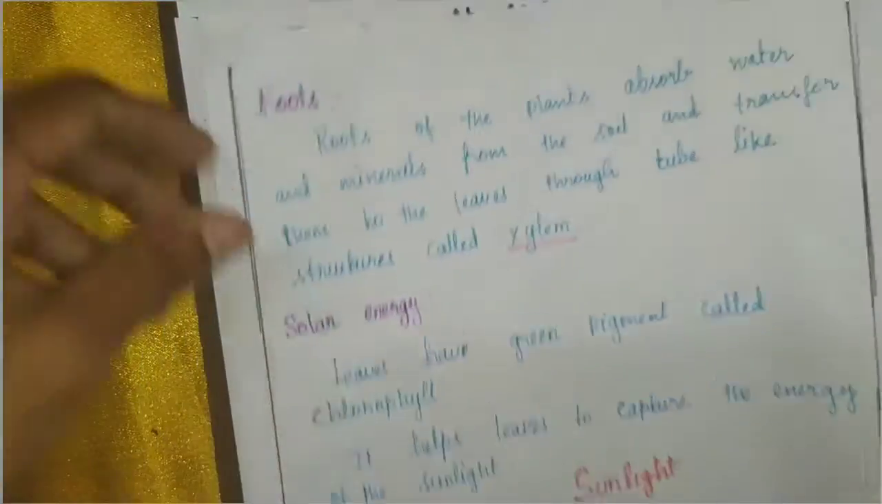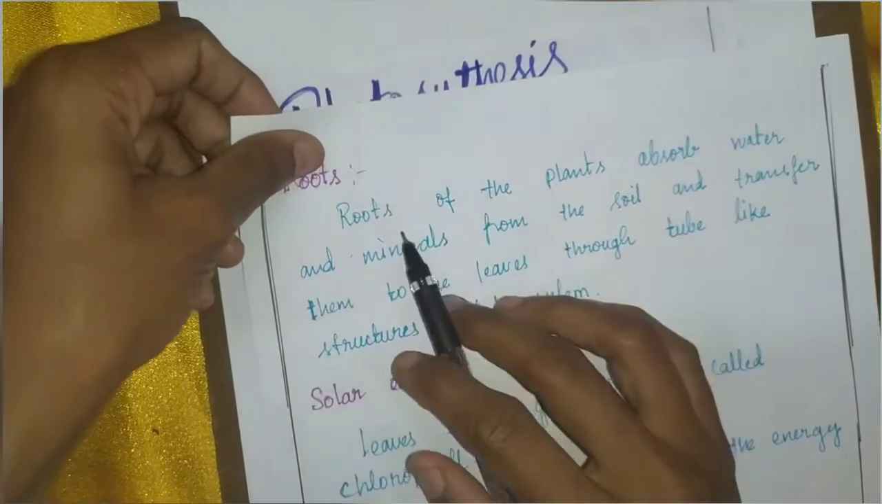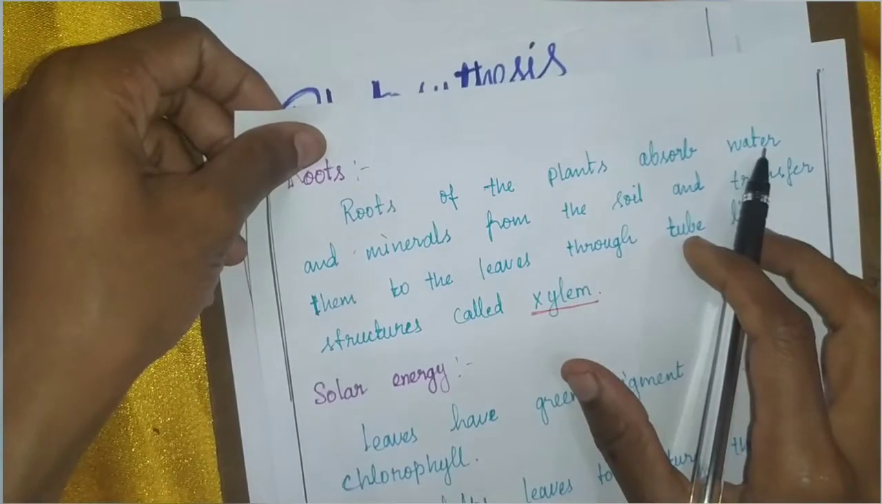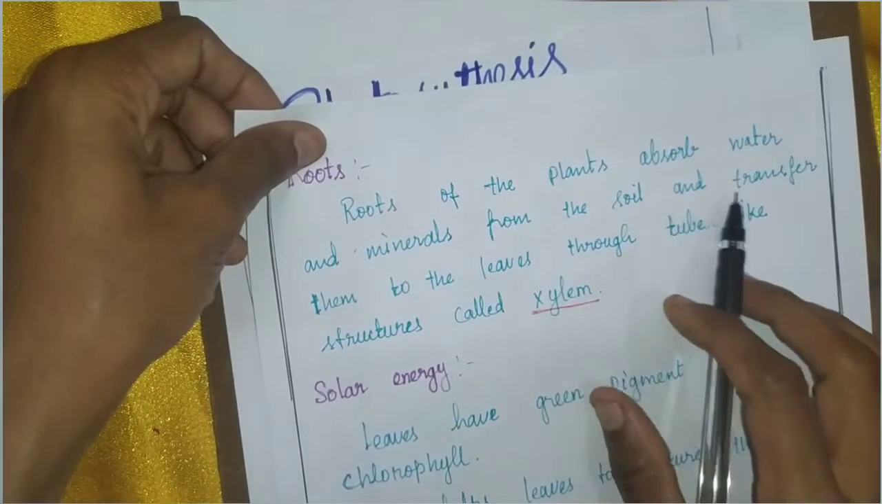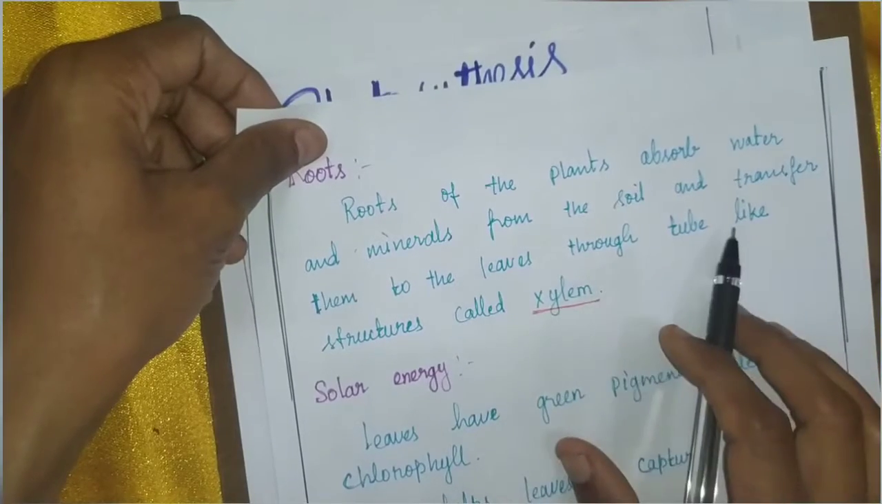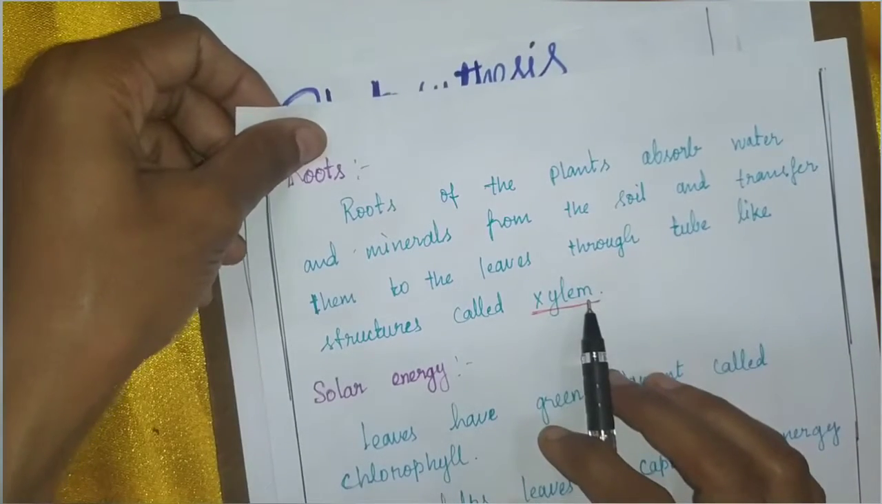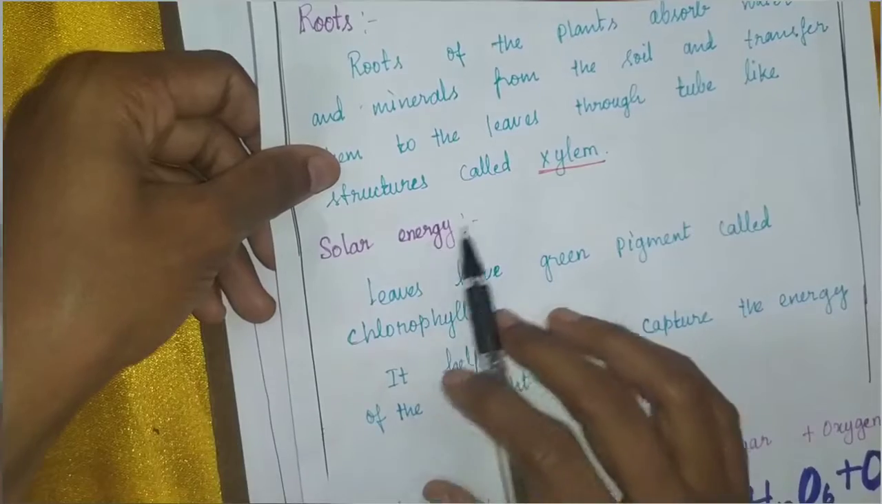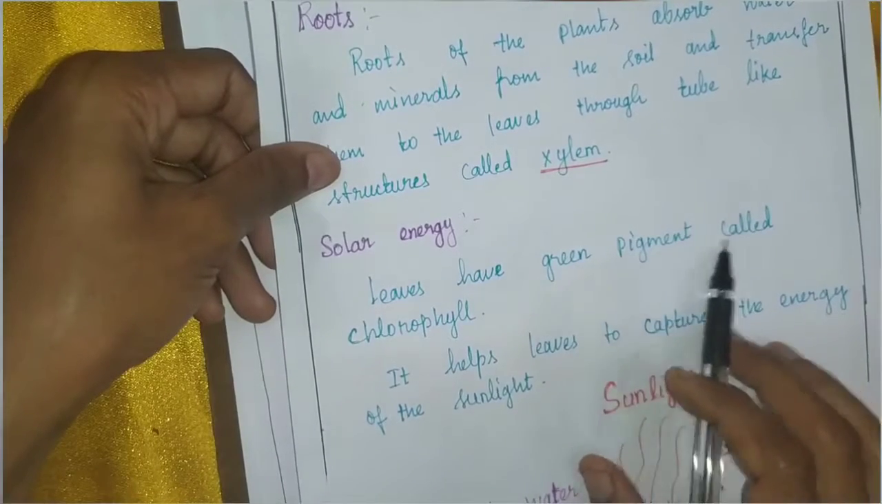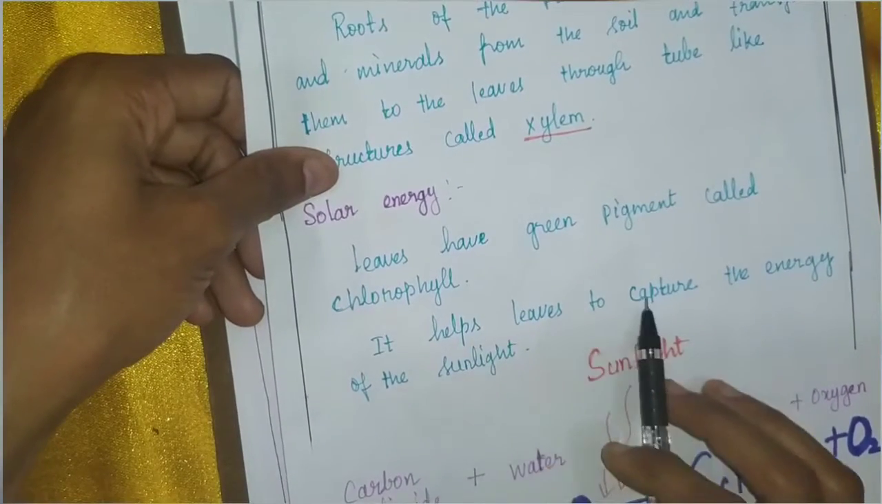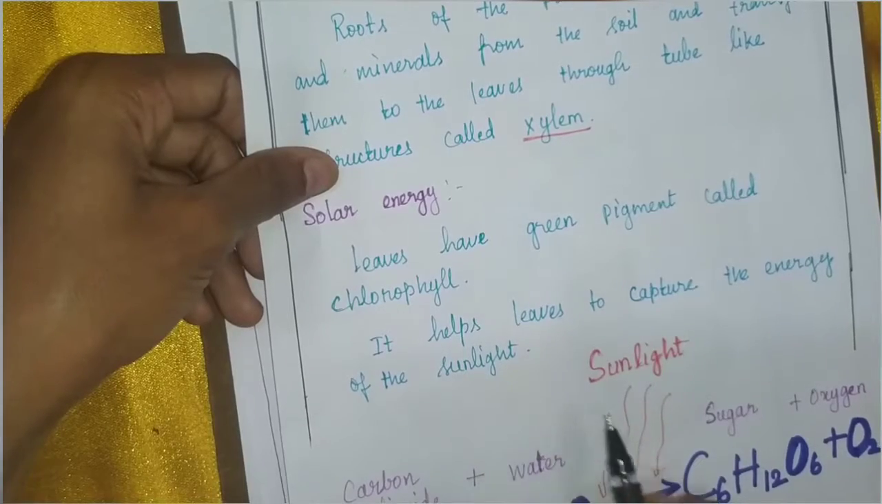How do water and minerals enter into the leaves? Roots of the plant absorb water and minerals from the soil and transfer them to the leaves through tube-like structures called xylem vessels. Solar energy: leaves have a green pigment called chlorophyll. It helps leaves to capture the energy from the sunlight.